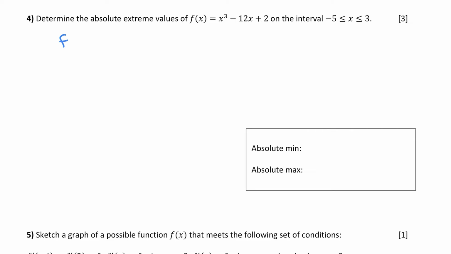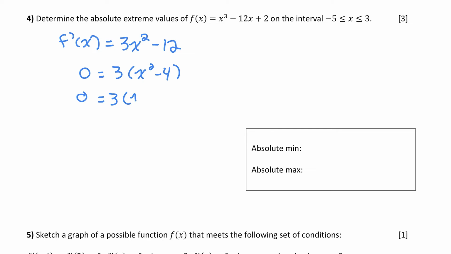The critical numbers are numbers that make the first derivative be 0 or undefined. So let's find the first derivative. Using the power rule, I get 3x squared minus 12. If I set this to 0 and solve, common factor of 3, x squared minus 4. That's a difference of squares. It factors to x minus 2, x plus 2. So I have two critical numbers. I have x equals 2 and x equals -2. Those are my critical numbers.